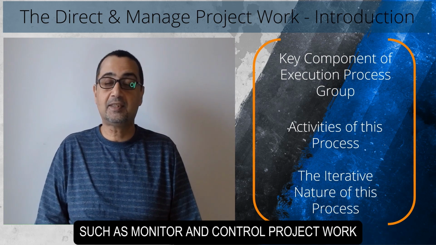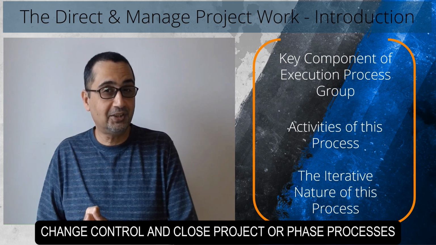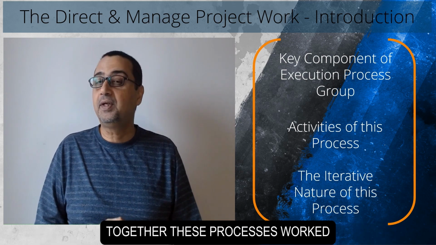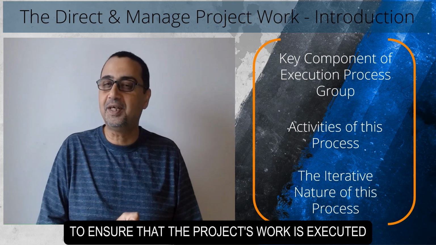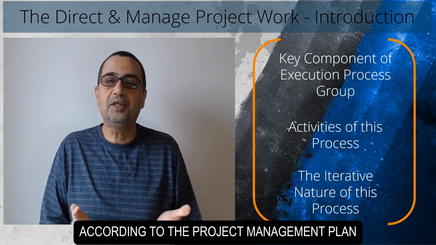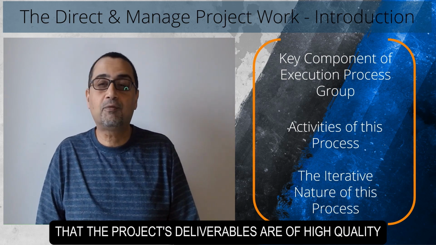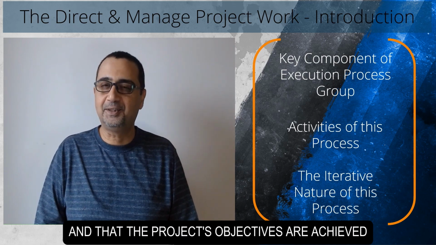The direct and manage project work process is closely aligned with the other processes in the execution process group, such as monitor and control project work, perform integrated change control, and close project or phase processes. Together, these processes work to ensure that the project's work is executed according to the project management plan, that the project's deliverables are of high quality, and that the project's objectives are achieved.